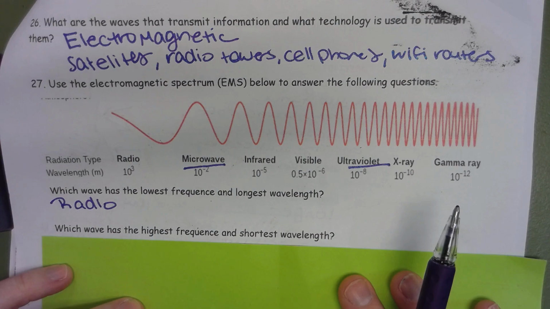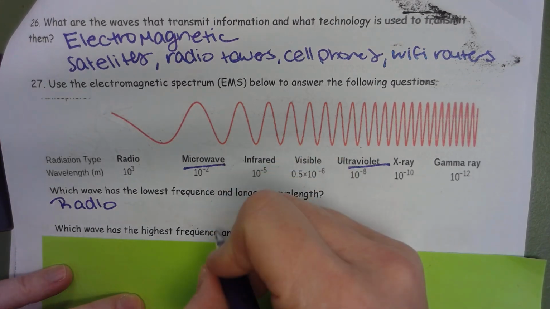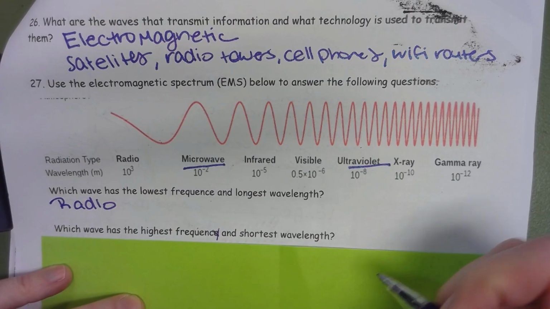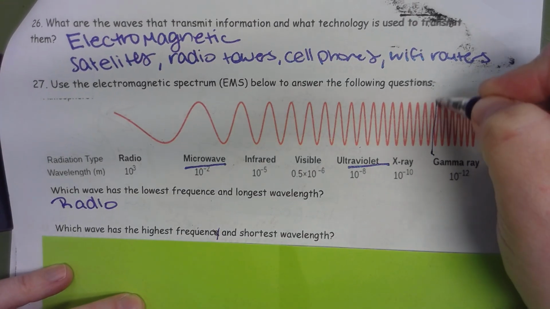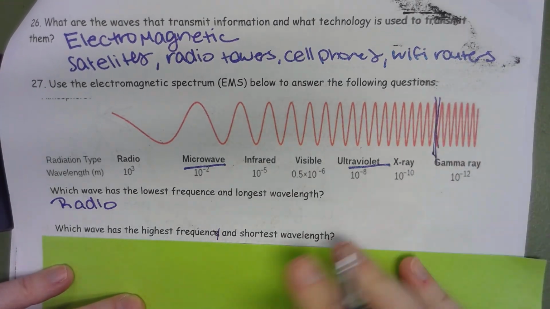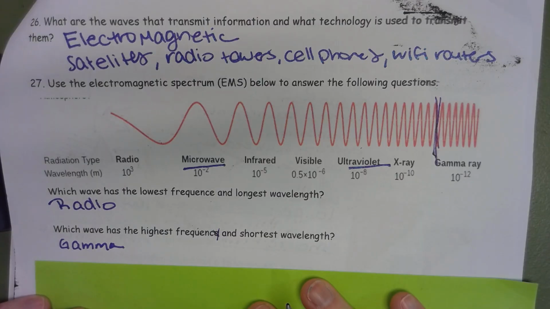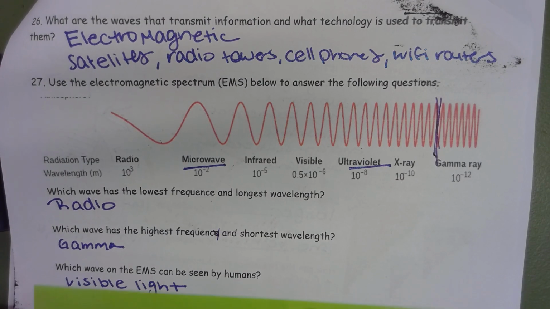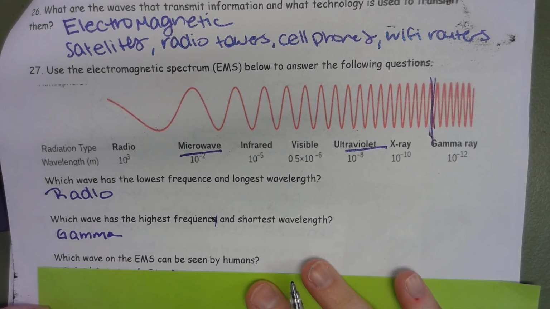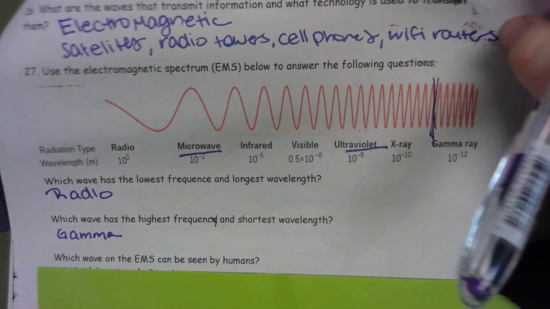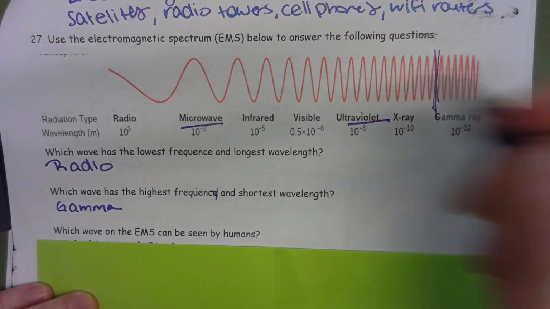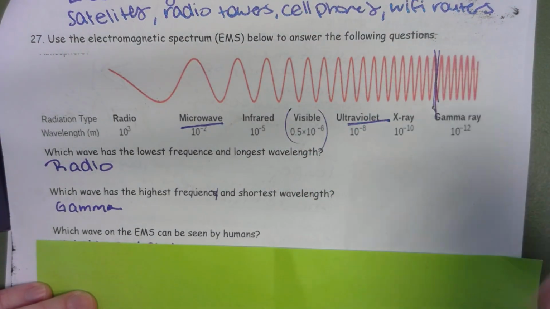Which wave has the highest frequency and the shortest wavelength? Well, if we look up here at gamma, it has the most up-downs per second. So that is the shortest wavelength and highest frequency. Which wave on the EMS can be seen by humans? And that is the visible light spectrum.